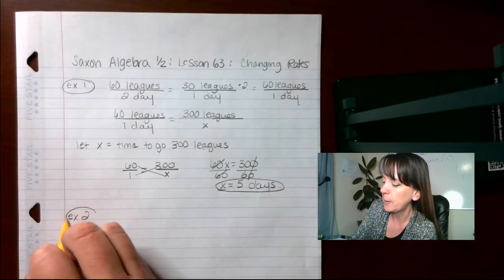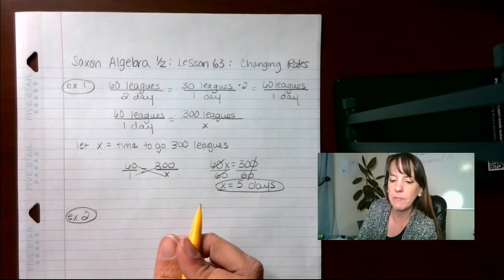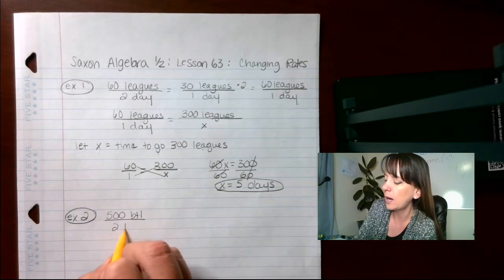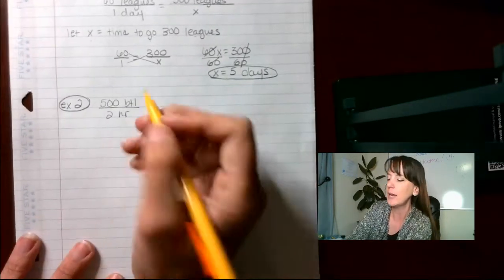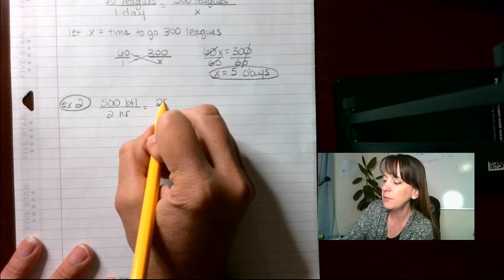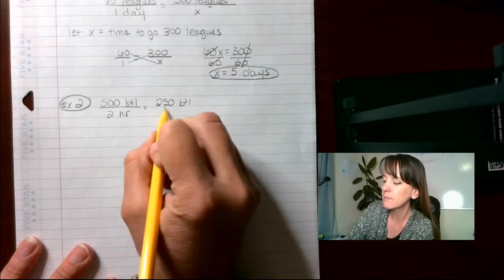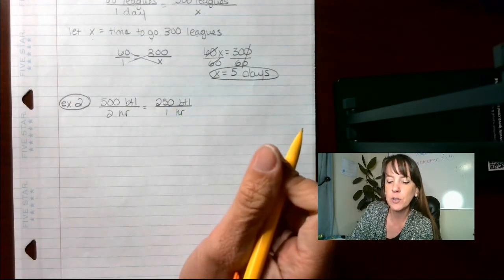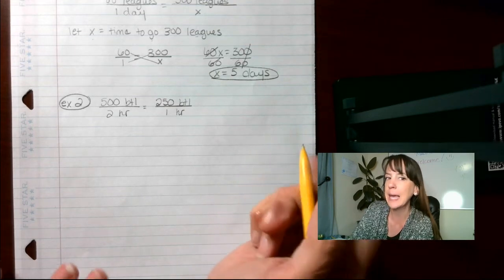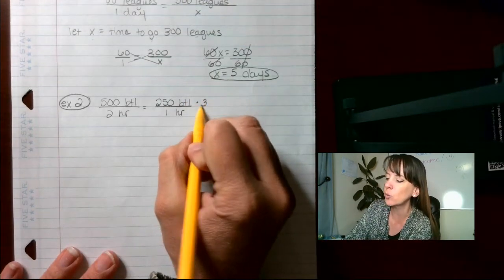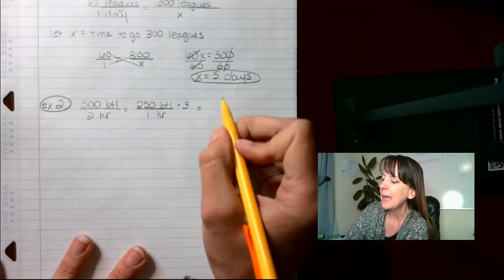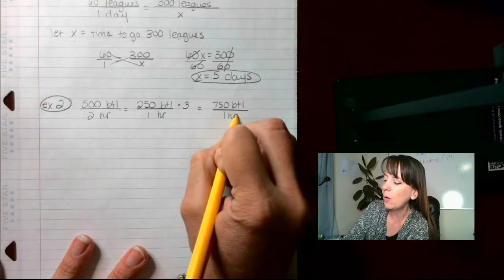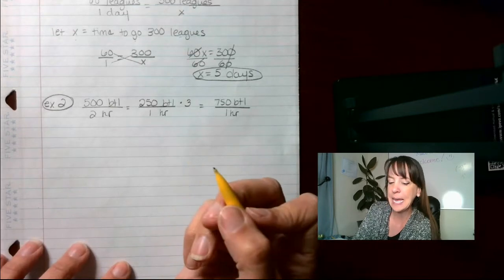Example number 2. The machine could cap 500 bottles in 2 hours. Before I even read any further, what I know now is that means it's 250 bottles in 1 hour. If the rate of the machine were tripled, how many bottles could be capped in 10 hours? So our new rate means we're going to triple the bottles capped, and that gives me 750 bottles in 1 hour. Now it's asking how many could be capped in 10 hours.